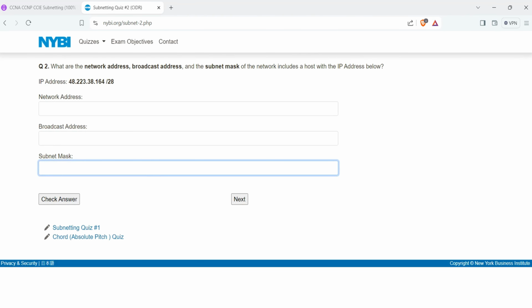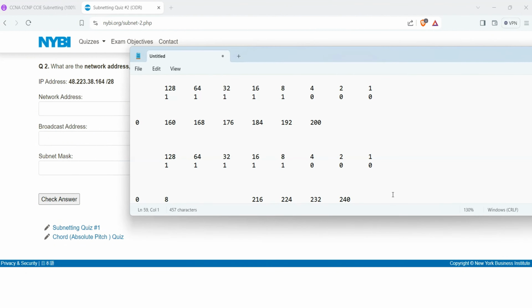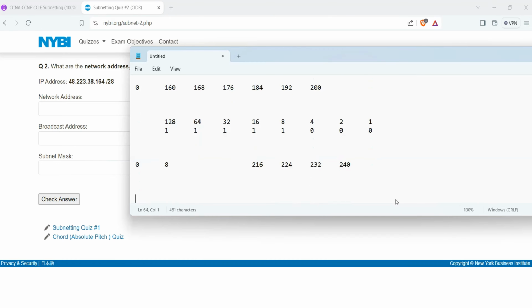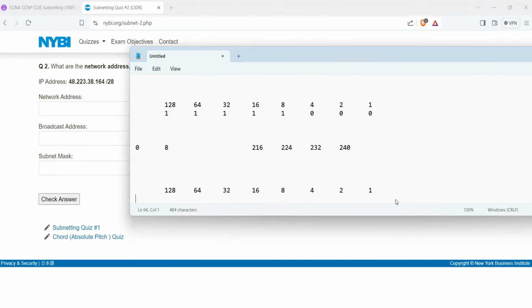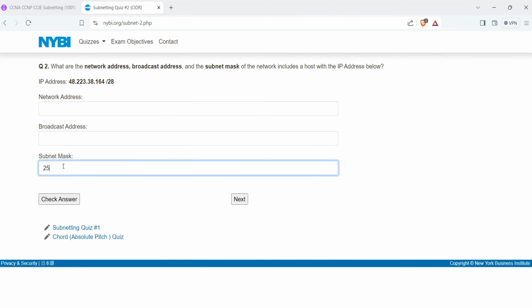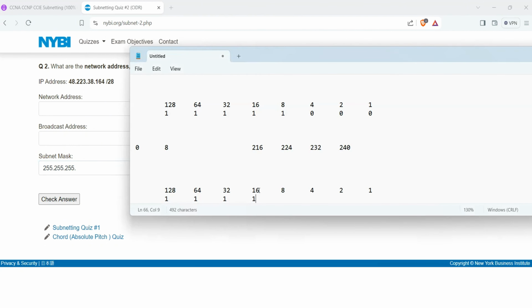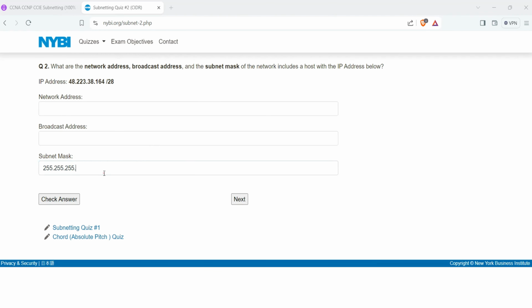Slash 28. How do I get a slash 28? Well, how many bits? Look at this: 128, 64, 32, 16, 8, 4, 2, 1. Okay, four bits: 1, 2, 3, 4. Okay, perfect. 28 bits for the mask. 255.255.255 is 24 bits, and now I have 4 bits. What do I get when I add them up together? 192, 224, 240. All right. So this is 240. As you see, the first three octets are not changing: 48.223.38 dot.